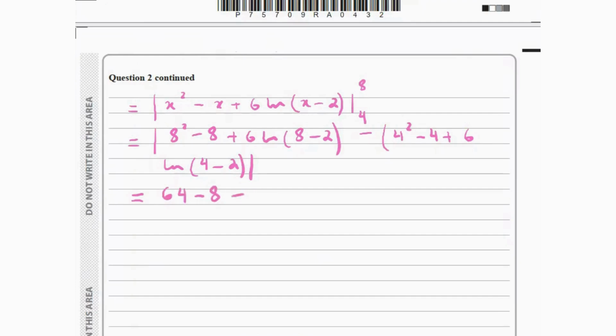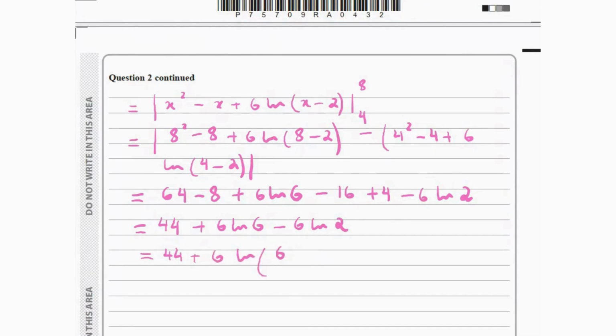64 minus 8 plus 6 ln 6 minus 16 plus 4 minus 6 ln 2. That's going to be 44 plus 6 ln 6 minus 6 ln 2. Combine the ln. So that's going to be 6 ln (6 over 2), which is going to be 6 ln 3. So 44 plus 6 ln 3 is your answer.